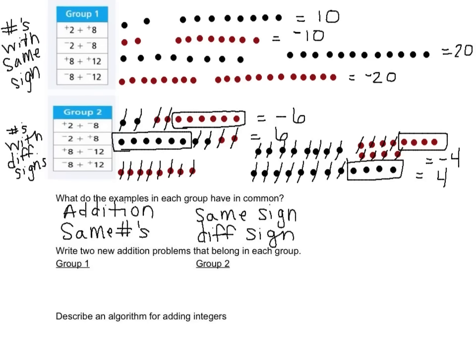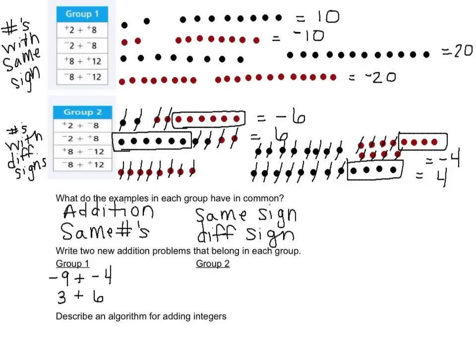So I would like you to write 2 new addition problems that would belong in group 1, not using the numbers 8 and 12. I'm going to come up with 2, and I want you to come up with 2. So go ahead, pause the video, quickly write down 2 problems that belong in group 1, and then see if it looks close to what I have.